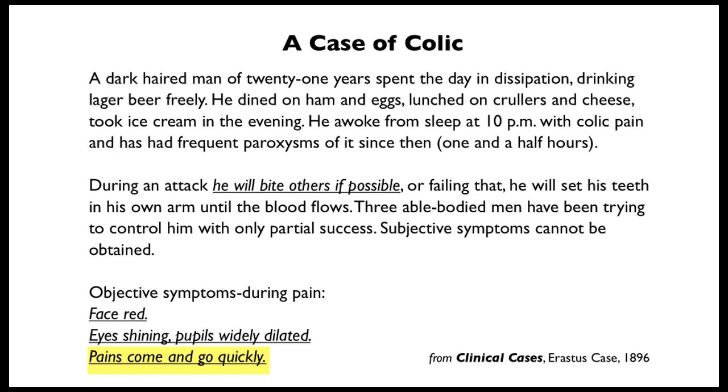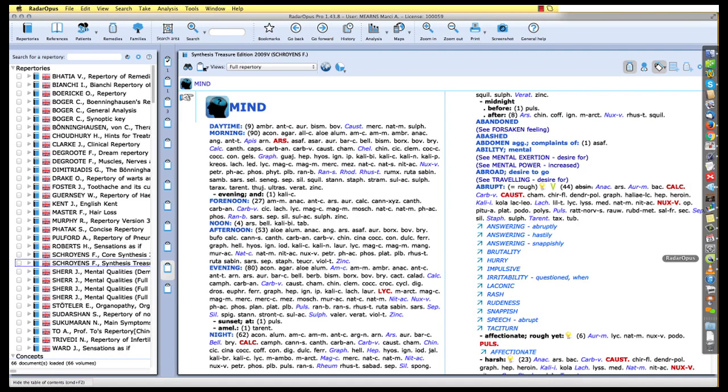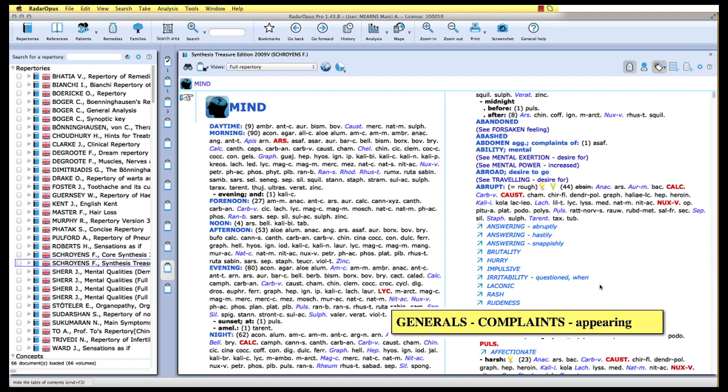So let's just take a quick look at how we would do that. And we're going to use the last symptom in our case of colic here, which is pains come and go quickly. Now, I happen to know that this particular symptom is found in the generalities chapter, so I'll go directly to my synthesis repertory, to the generals or generalities chapter, the rubric complaints, and the subrubric complaints appearing. All right, so let's see how we can navigate just using our computer keyboard to the rubric generals, complaints appearing, and then the associated subrubrics.